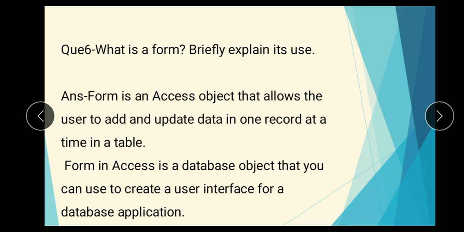Just like your examination form, you can fill only one student at a time online. So a form is an Access object that allows the user to add and update data in one record at a time in a table. A form in Access is a database object that you can use to create a user interface for a database application. Here the question is to explain its use. So a form is used to create a user interface.